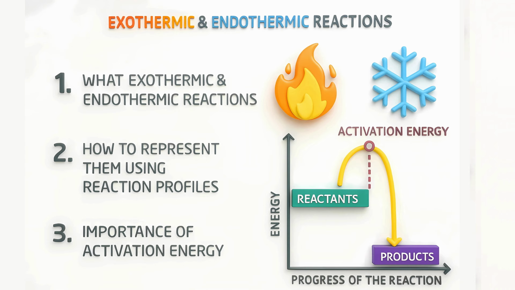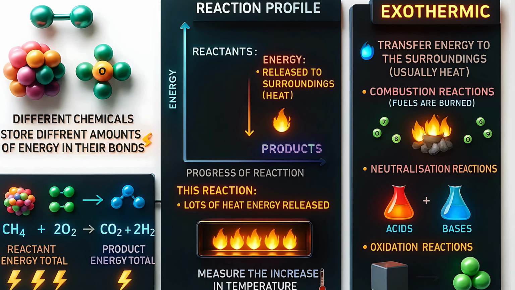Now, the key idea you need to understand first is that all chemicals store energy inside their bonds, but not every substance stores the same amount. Different chemicals have different amounts of energy locked within their chemical bonds. For example, take the reaction between methane and oxygen, which forms carbon dioxide and water. Each of these substances, methane, oxygen, carbon dioxide, and water, has a different level of energy in its chemical energy store. What really matters to us is comparing how much total energy is stored in the reactants compared to how much total energy is in the products once the reaction has taken place.